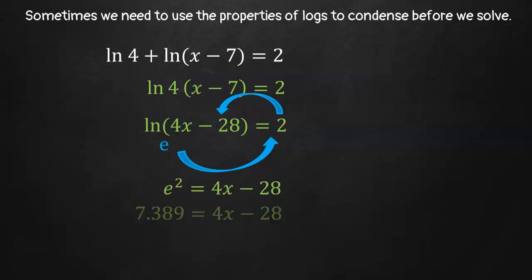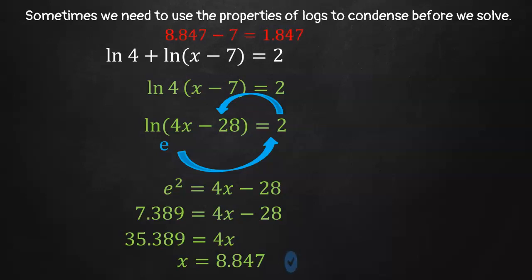Let's kind of simplify that e squared to get a 7.389. I can add 28 on both sides, and then I can divide by 4 to get x by itself. I take that 8.847, I plug it back in for the x, so minus 7, I still get a positive answer, so my solution is good.